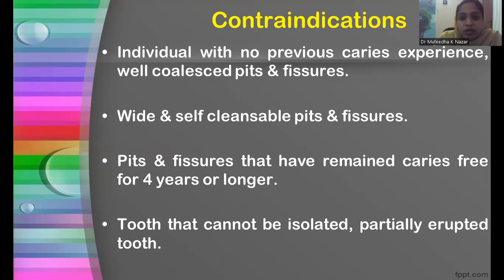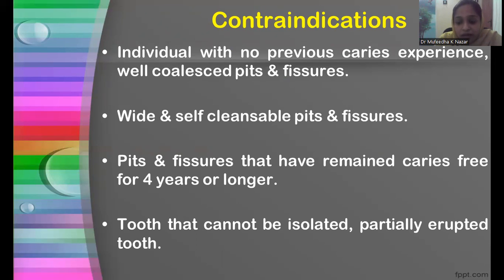Coming to the contraindications, there are no absolute contraindications for pit and fissure sealant placement. However, some relative contraindications include individuals with no previous caries experience and with well-coalesced pits and fissures. Also, wide and self-cleansible pits and fissures are contraindicated for sealant placement. Pits and fissures that have remained caries-free for 4 years or longer can also be excluded.